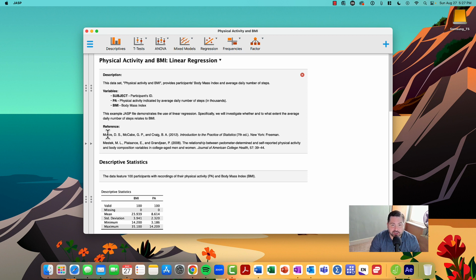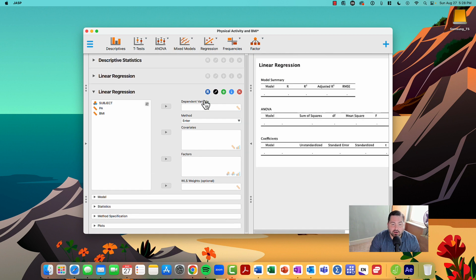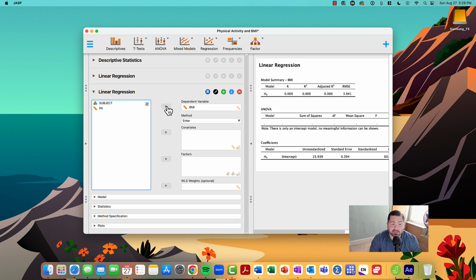To perform the regression, go to the top where it says Regression and choose Linear Regression. Under Linear Regression, we're going to take our criterion or Y variable of interest, which is BMI in this case, and move it to the dependent variables box, and then take physical activity, which is the steps or predictor variable in this case, and move this to the covariates box.